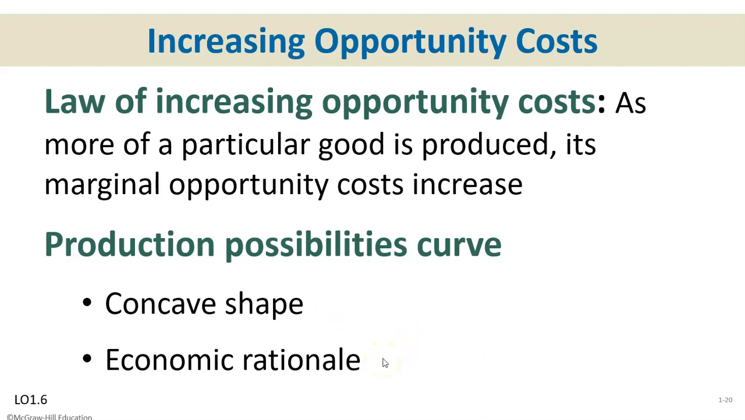The economic rationale behind that is just the fact that certain resources are better at producing one good or the other. So if we're talking about robots and pizzas, we have some pizza ovens that we've made. They're really great at making pizzas, but if we tried to use them to make robots, they wouldn't be very helpful. So that's why we see this law of increasing opportunity costs. So make sure you know the reason why the production possibility curve is a curve is because of the law of increasing opportunity costs.